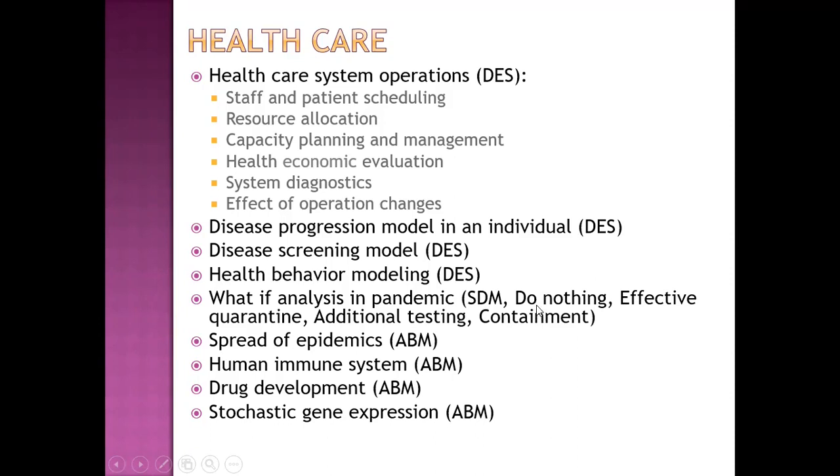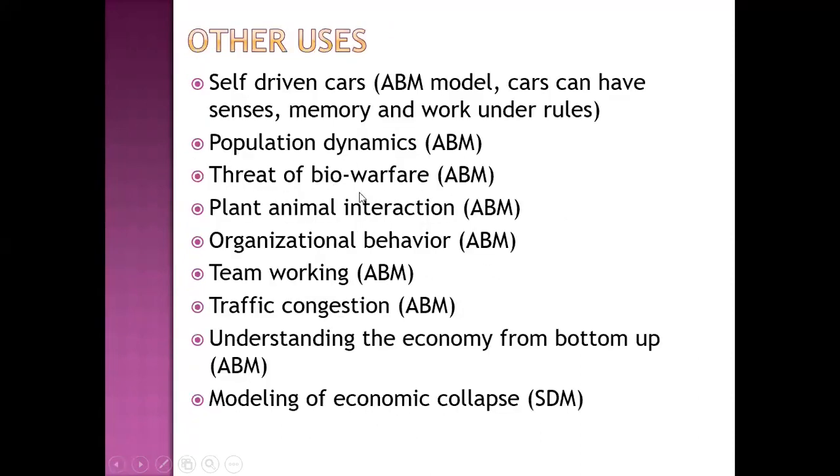The options include either do nothing or effective quarantine or additional testing or containment. Then spread of epidemics, human immune system understanding, drug development, stochastic gene expression model. Then other uses, miscellaneous uses include self-driven cars. We can use an ABM model because cars can have senses, memory, and they work under rules.